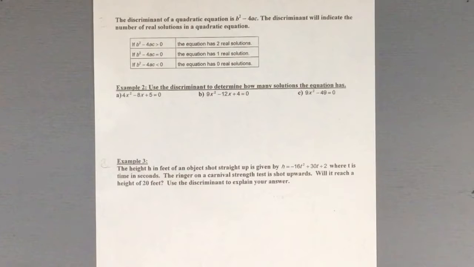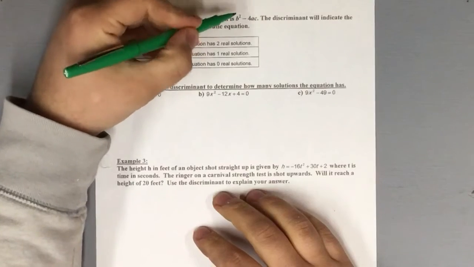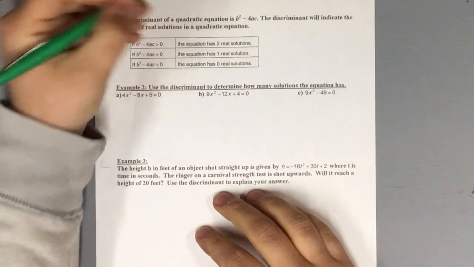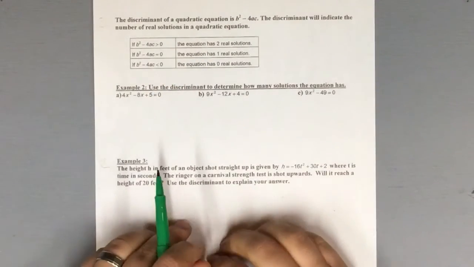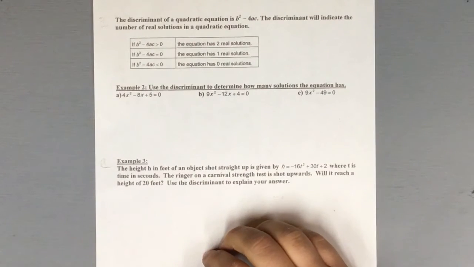It's called the discriminant. The discriminant is the part of the quadratic formula that's in the radical symbol, the b squared minus 4ac, but there's no square root symbol. The discriminant will tell you the number of real solutions in a quadratic equation.